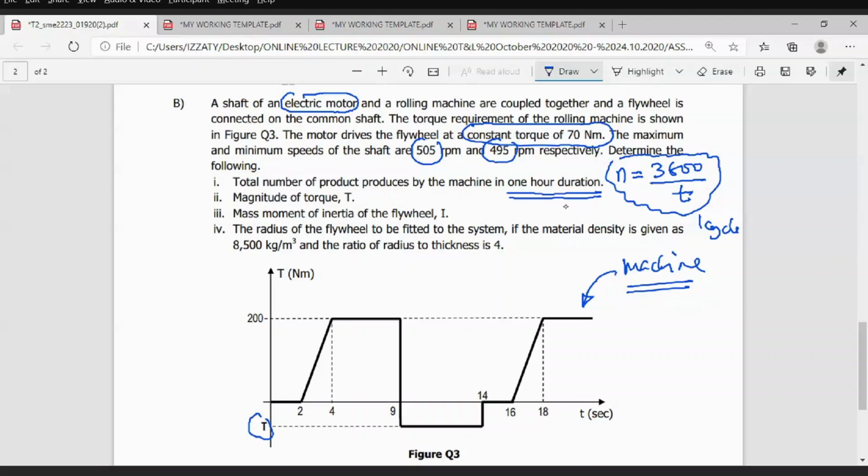Okay, the next one. Any question? No. Okay, now the mass moment of inertia of the flywheel, I. This one is not very difficult. The next one, when you have calculated I, you need to use I to find the radius of the flywheel, and they also provide you the ratio. The ratio of radius to thickness is 4.